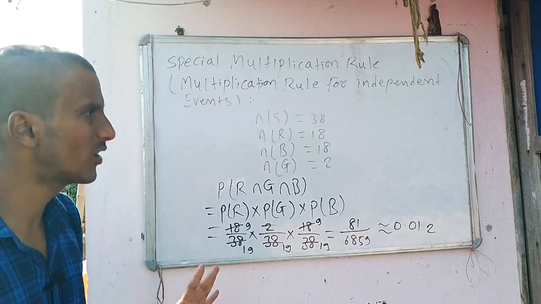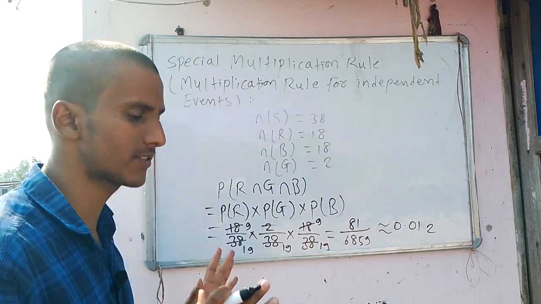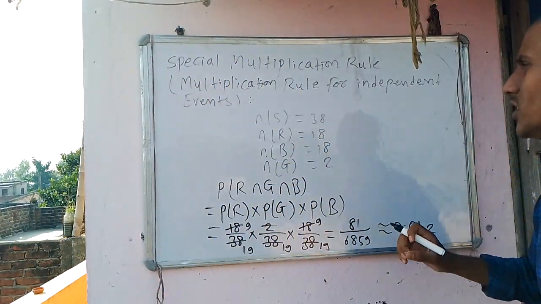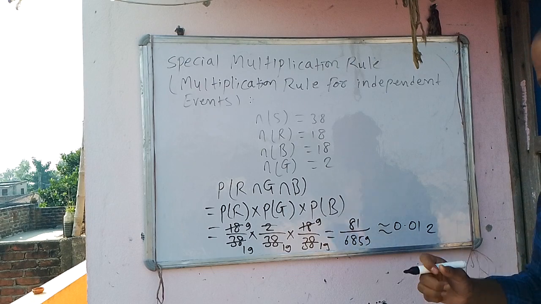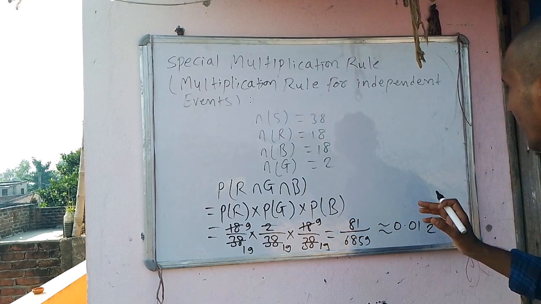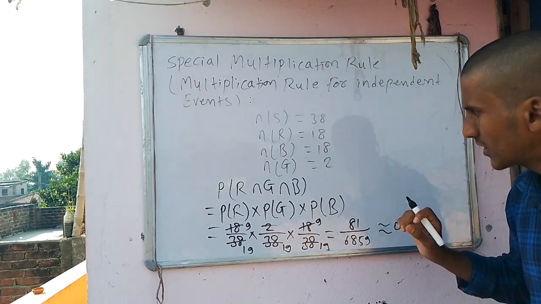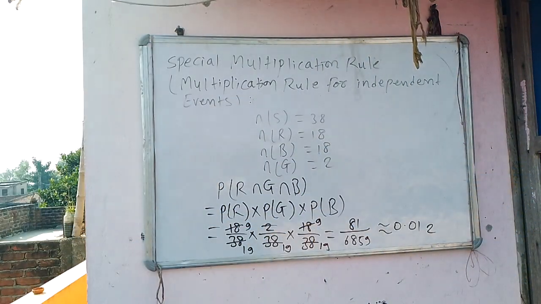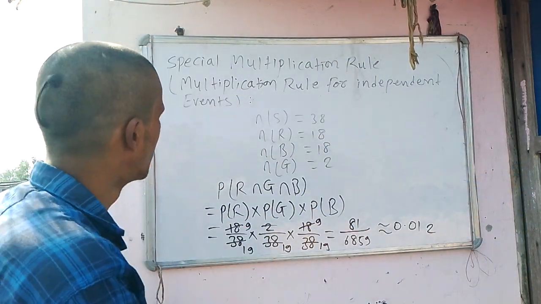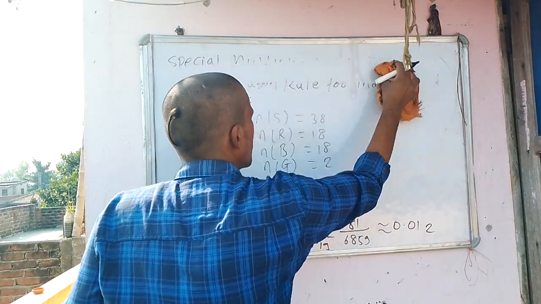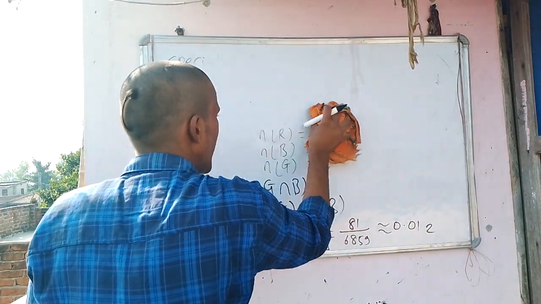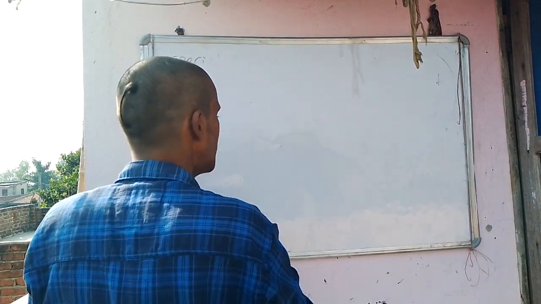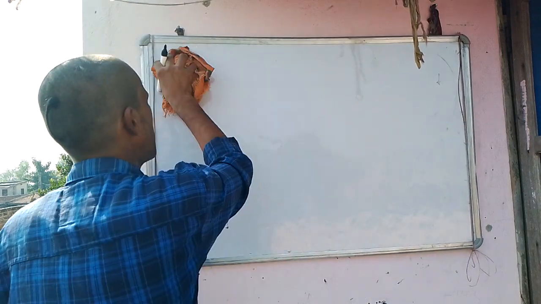So enough of examples. I guess you have understood the concept of independence and the multiplication rule for independent events. Now I'm going to clarify a confusion. Many people get confused about the difference between mutually exclusive and independent events.